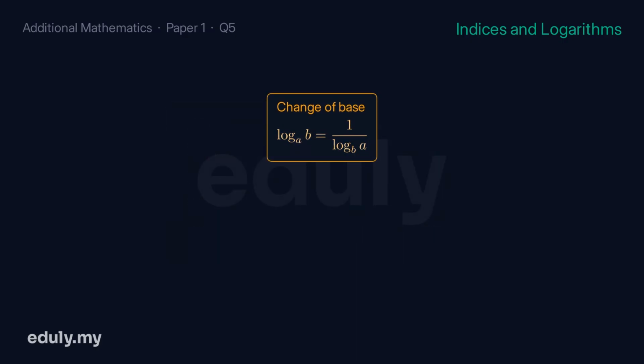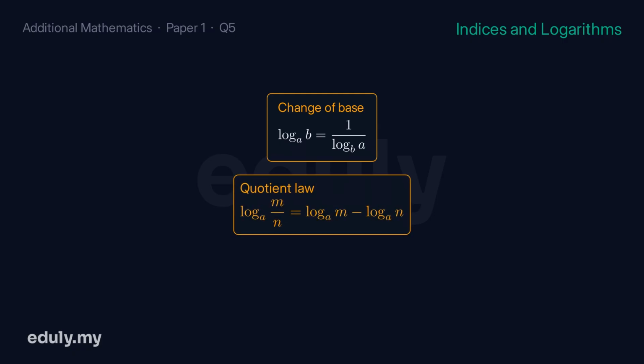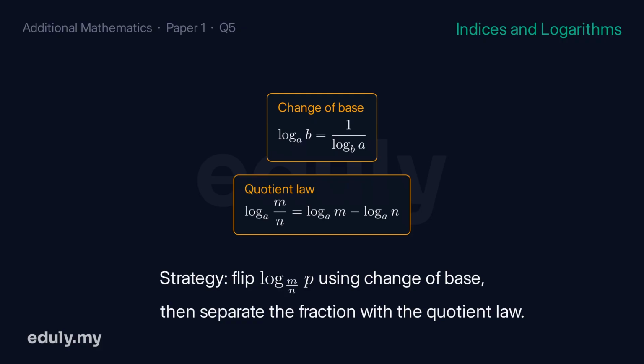The key technique here is the change of base formula. It lets us flip a logarithm upside down by swapping the base and the argument. We will also need the quotient law, which splits a log of a fraction into a subtraction. The plan: flip the whole log using change of base, then split the fraction inside it using the quotient law. That way we land on terms with log base m and log base n, which we already know.